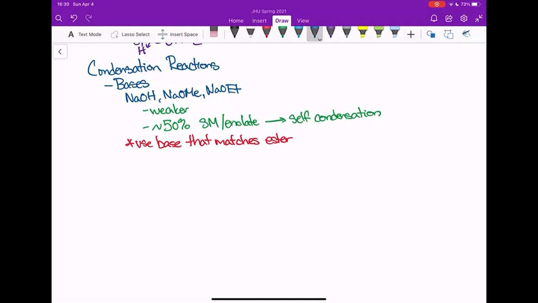And then the other base that you'll see quite a bit of is LDA. So characteristics of LDA is that it is much stronger. And so this will give you about 99% of your enolate form. And for that reason, it's very good for mixed condensations because you want to push that reaction forward.